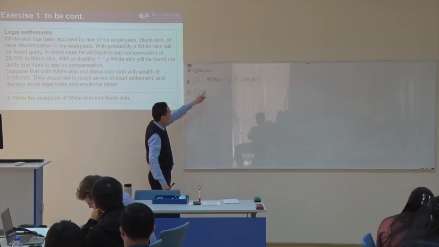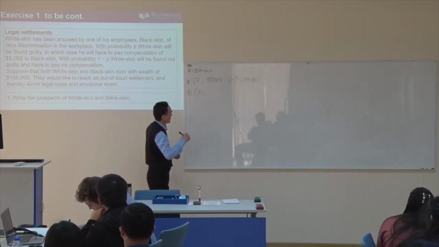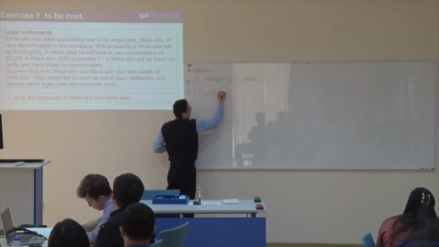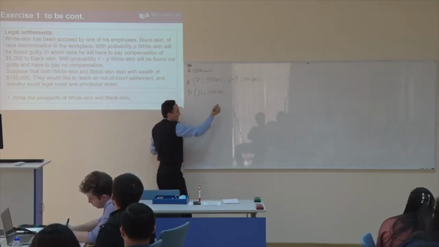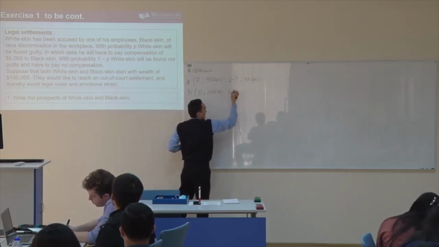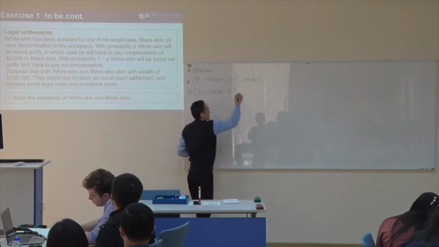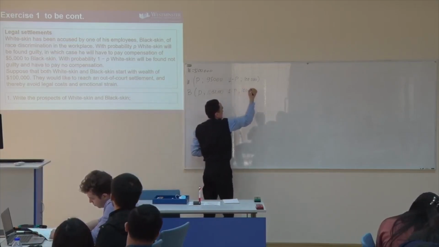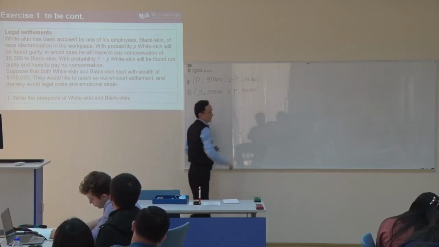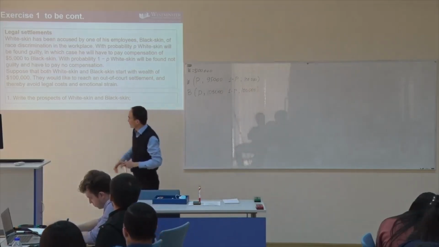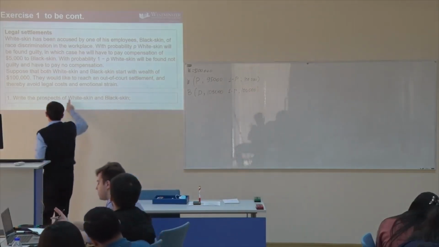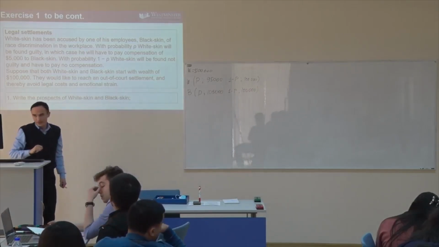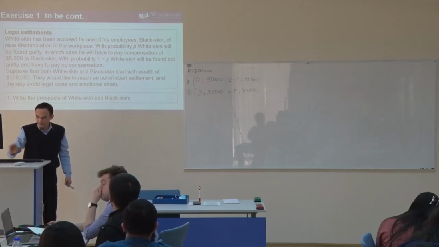So if she wins the case, what will be her final wealth? Equal to 105,000, right? If she loses the case, her wealth will not change. It will remain the same, which is $100,000. Done. So this is, students, now we are asked to write the prospects for both that white person and black person. Okay? So I think now it is clear.